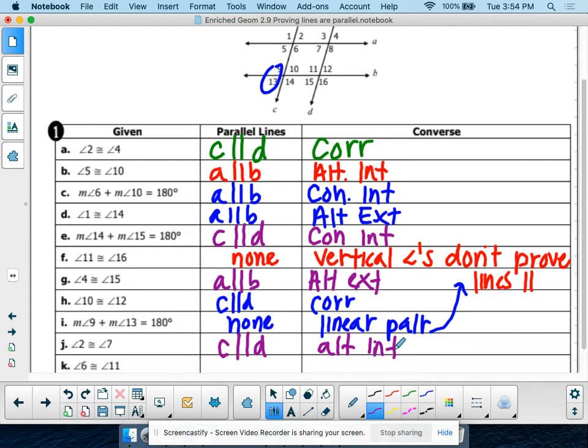And then 6 and 11, we have nothing special to name those. There's no transversal connecting them. They're just 2 random angles, so none. There's nothing special.